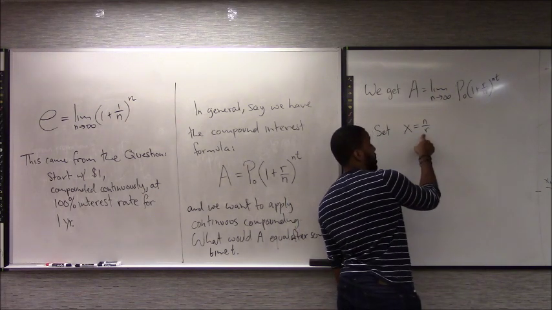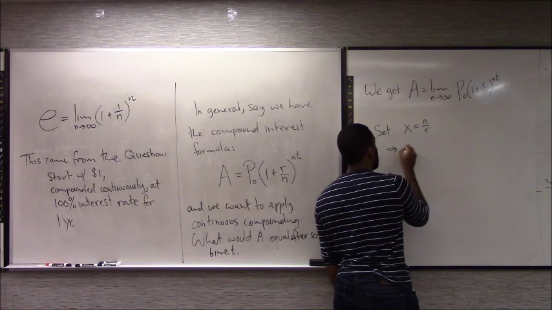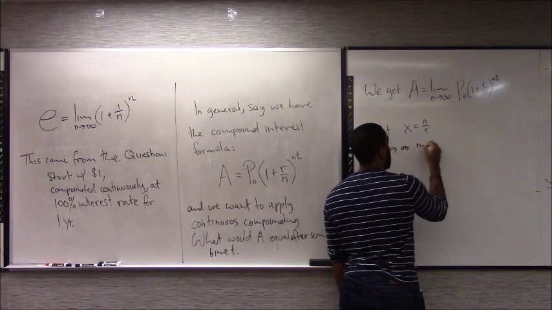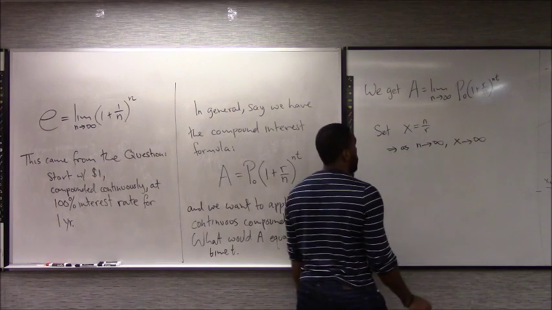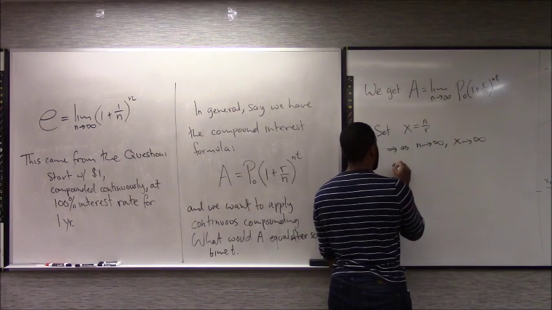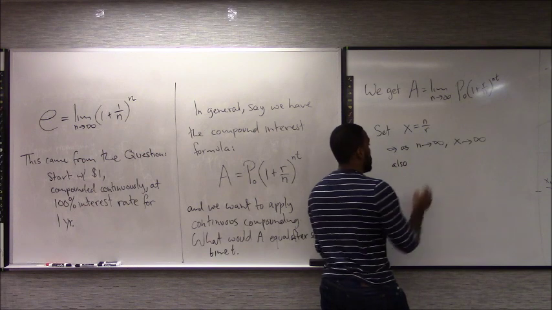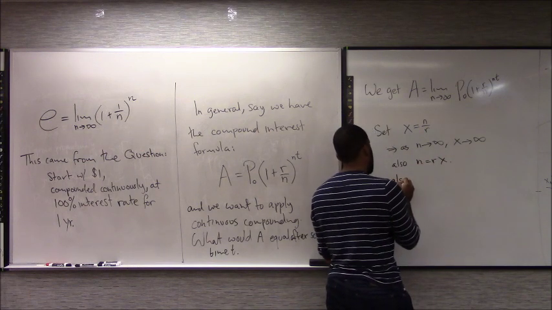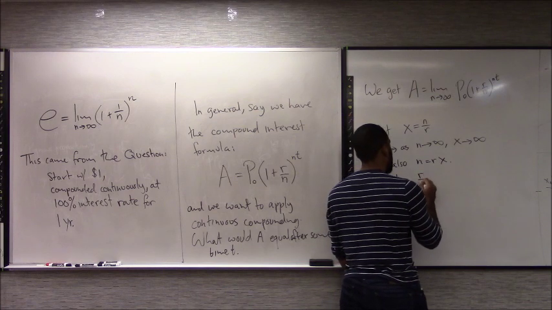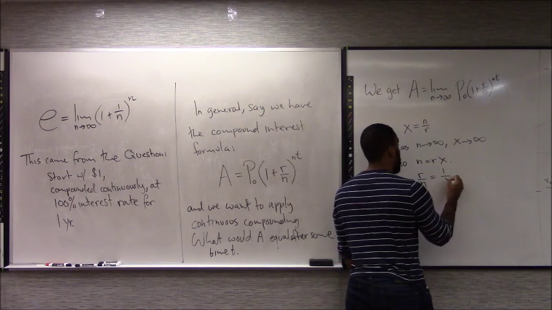R is, remember, a constant. This means as n approaches infinity, x will approach infinity. It also means that n would be equal to r times x. It also means that r over n would be equal to 1 over x.